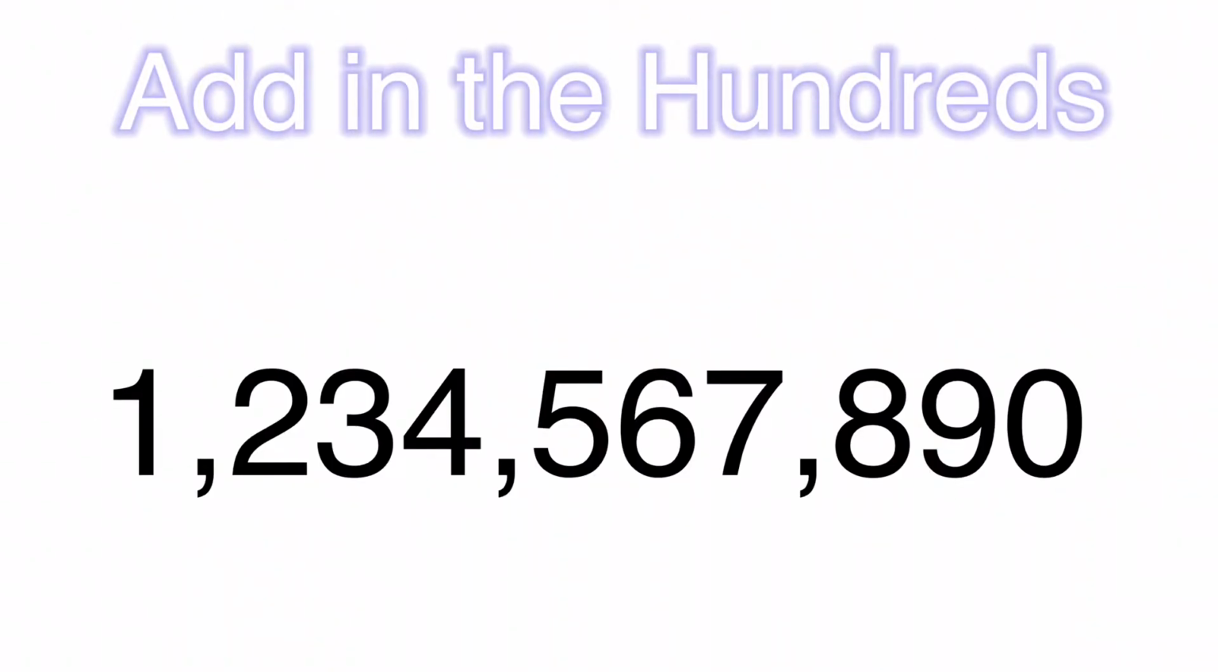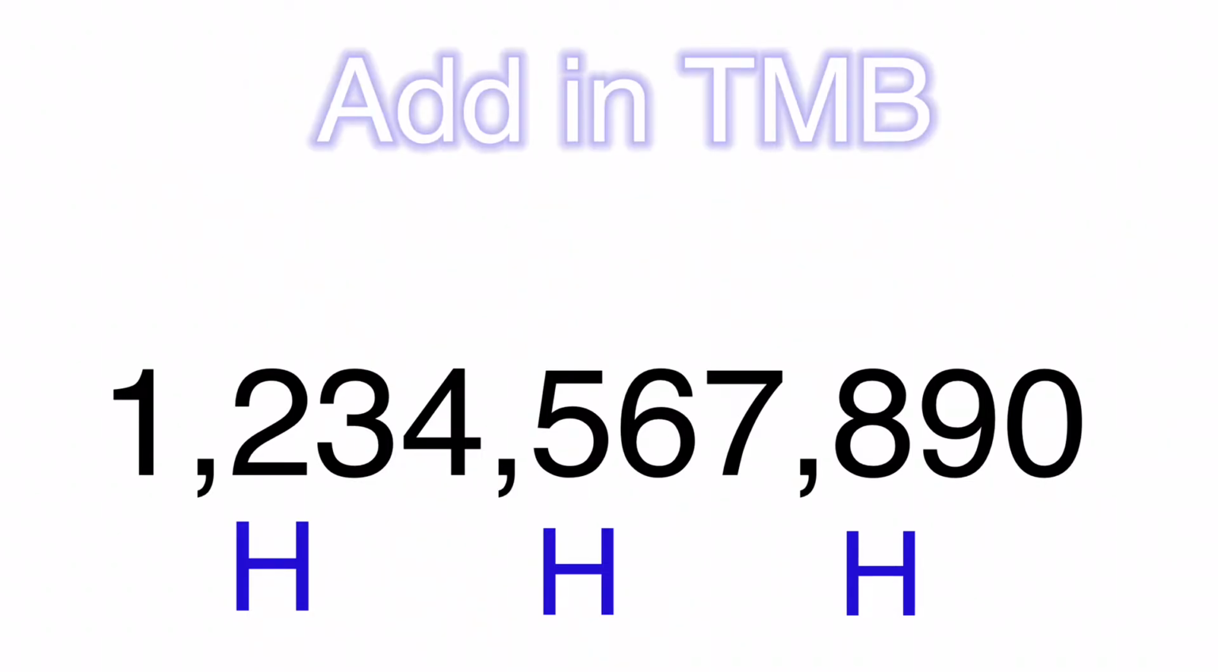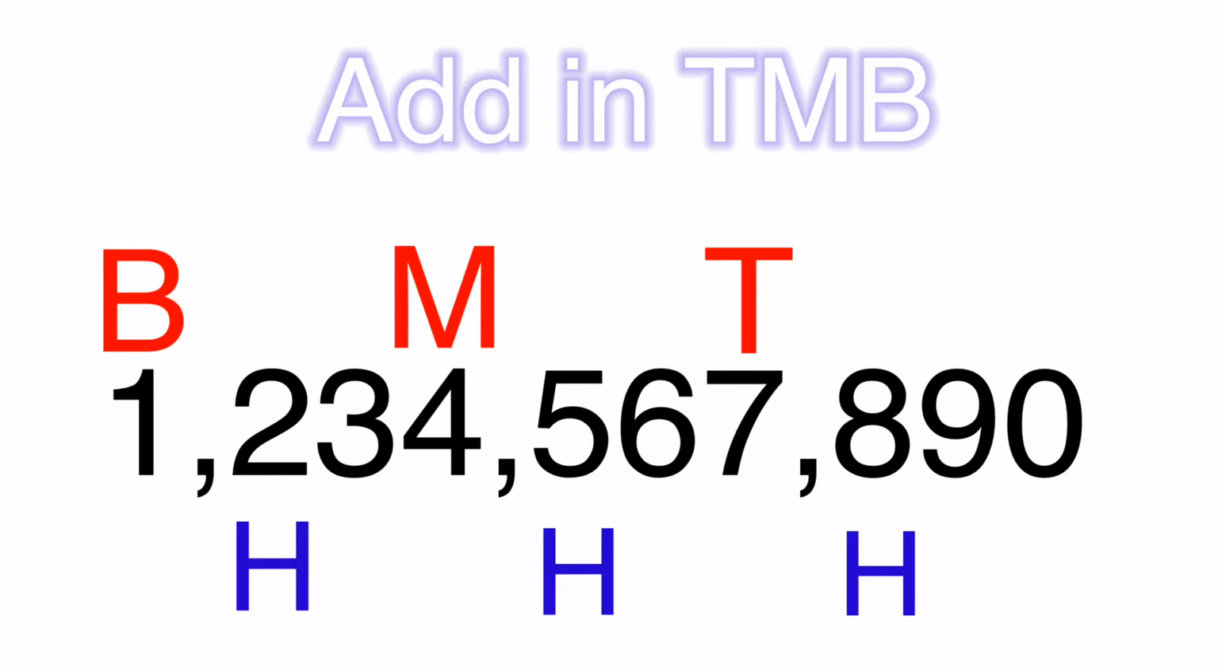The fourth step is to add in the hundreds place value. The H goes under the 8, 5, and number 2. Next, we add in the TMB place values, remembering that T stands for thousands, M stands for millions, and B stands for billions. The letter T goes on top of the number 7, then the letter M goes on top of the number 4, and the letter B goes on top of the number 1.